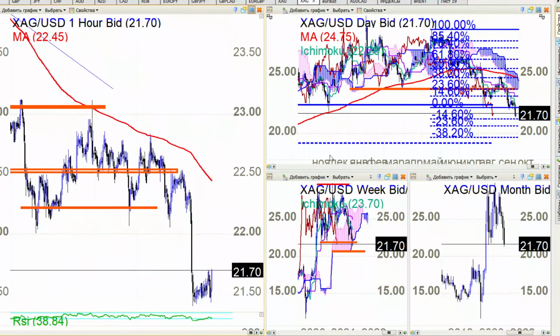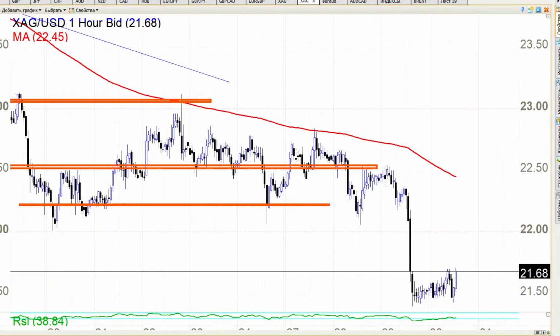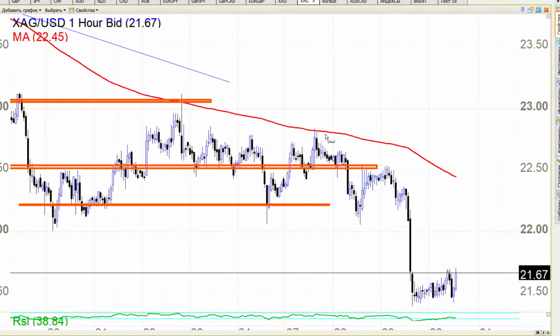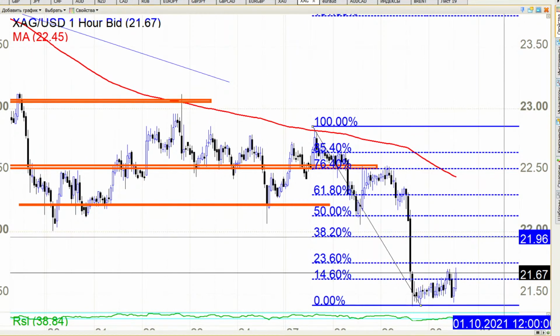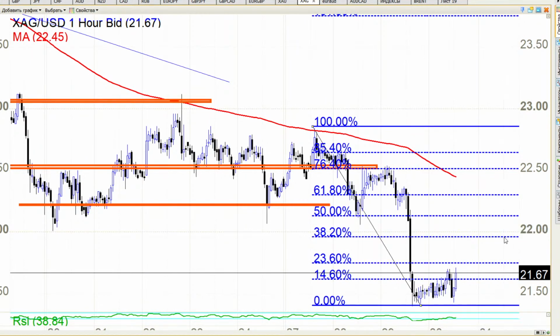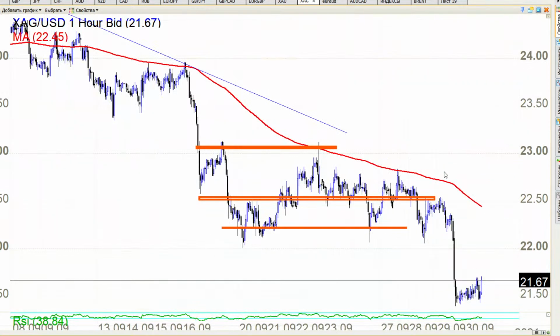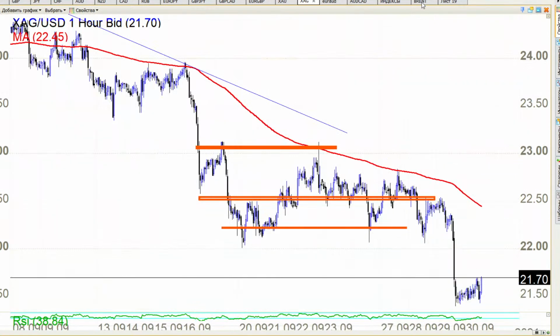If they give us a correction, an upgoing correction, look here, we check this situation, they may go up to 21.96, but it's against the tendency. I'm not gonna work against the tendency.